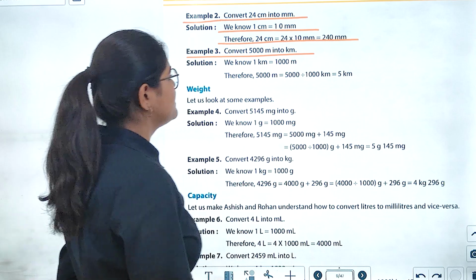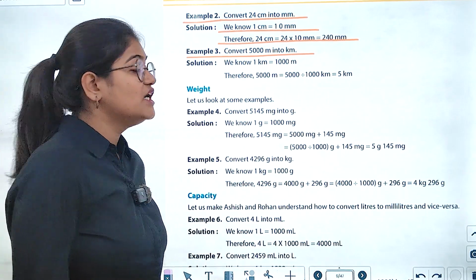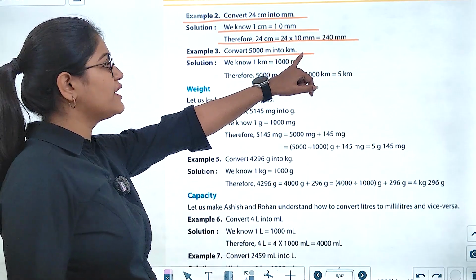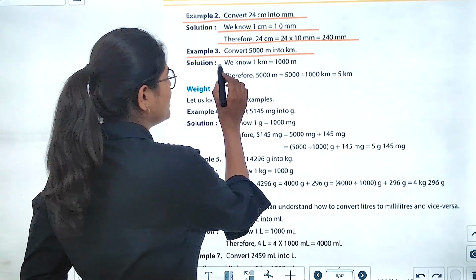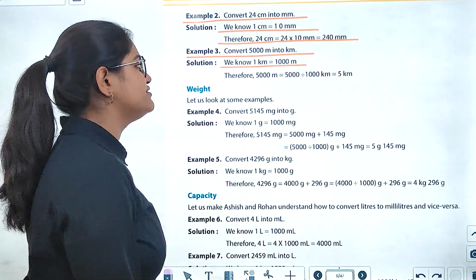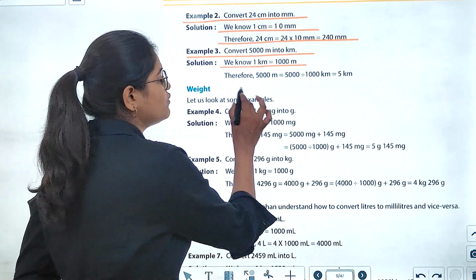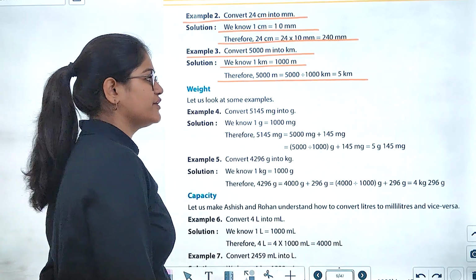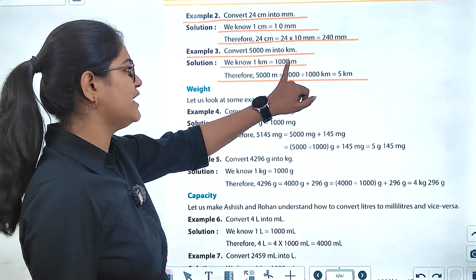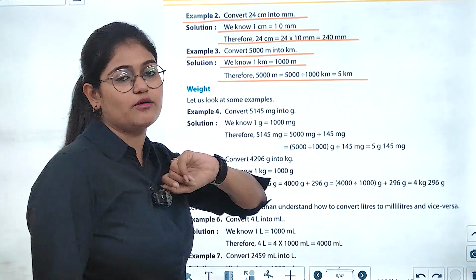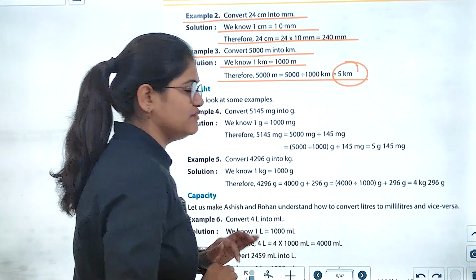Example 3, which says convert 5000 meters into kilometers. So now we have to convert a smaller unit into a bigger unit, right? So how are we going to do this? As we all know, 1 kilometer is equal to 1000 meters. Now we need to convert these meters into kilometers. So we are going to divide 5000 by 1000, and the answer becomes 5 kilometers itself, right?